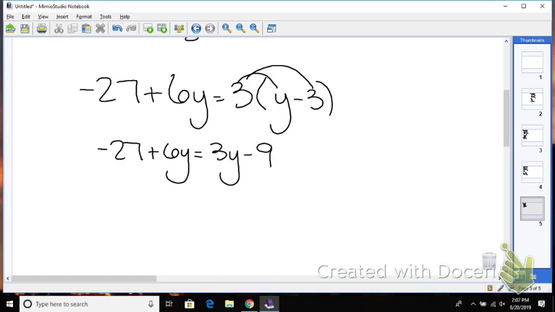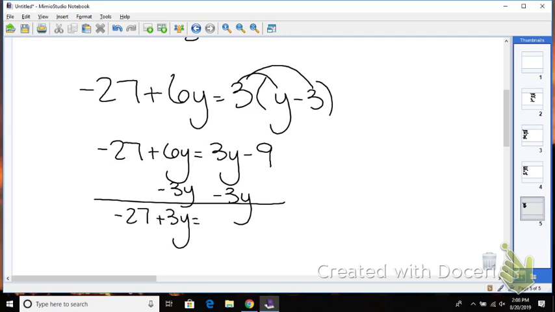Good. Now I've got a y on either side. It does not bother me which way you move it, but I try to always keep it positive. So if I want to keep it positive, which way should I move? Should I move the 3y or should I move the 6y? 3y. How am I going to move that? Subtract is correct. So I've got negative 27 plus 3y equals negative 9.